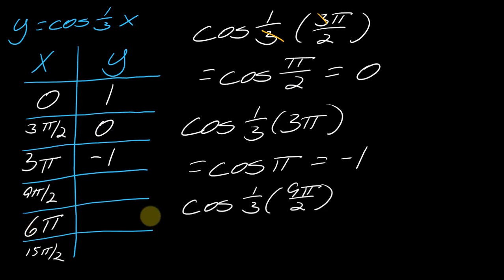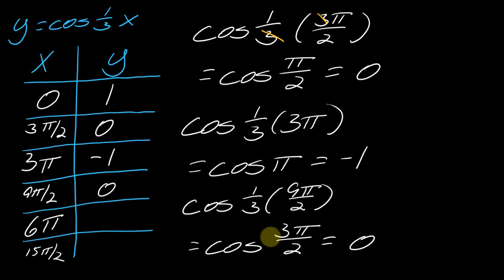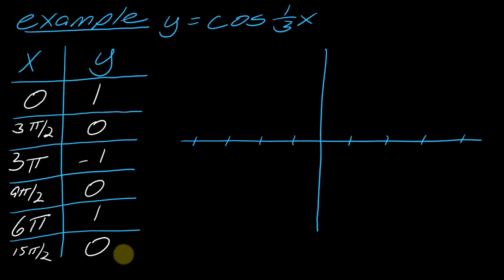Okay, so moving on to 9 pi over 2. So if I plug that in, notice this gives me cosine of 3 pi over 2 when I simplify, and so that's just going to equal 0 again. And so you can fill in the last 2 entries. You can pause the video here if you want, and go ahead and calculate these last 2. I recommend that you do that. And if I do that, I should get 1 and 0. Okay, so now I have my table set up, so I'm good to go.